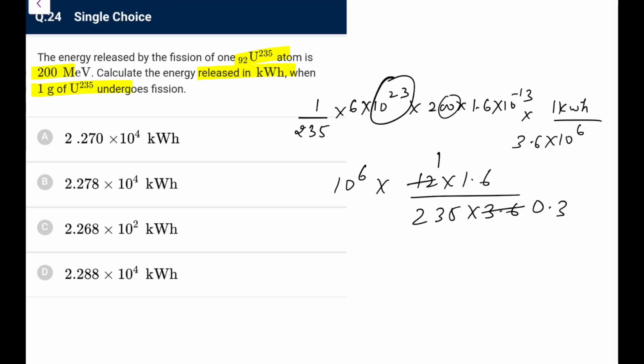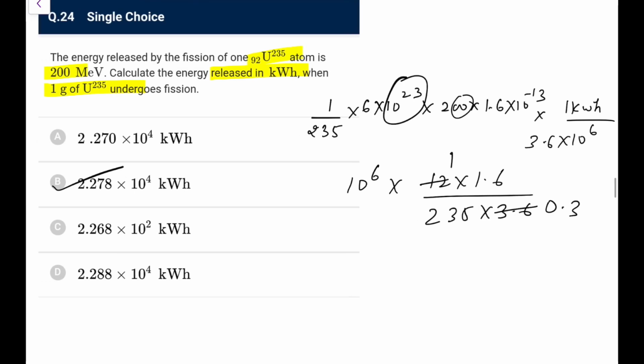That would be the only answer I could go for. 10 to the power 4 will come, 2.278 or 2.270. It's tough to make it out. The third one is also like this. It's not easy to tick this. I got it naturally, but let me do it carefully.